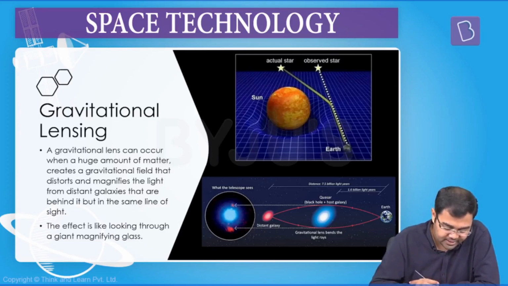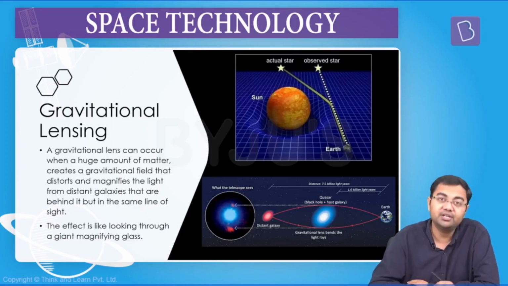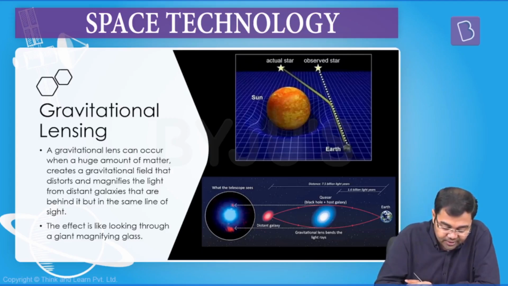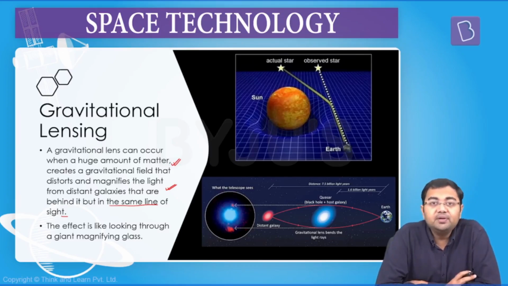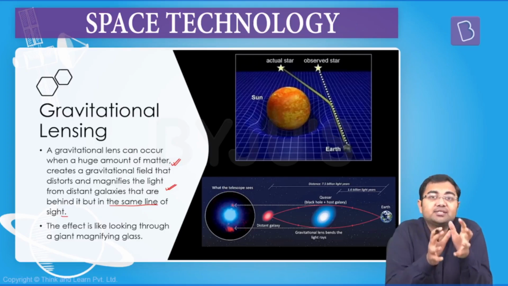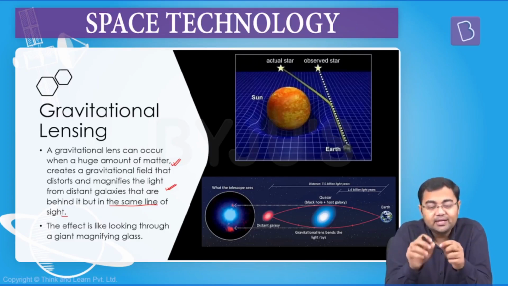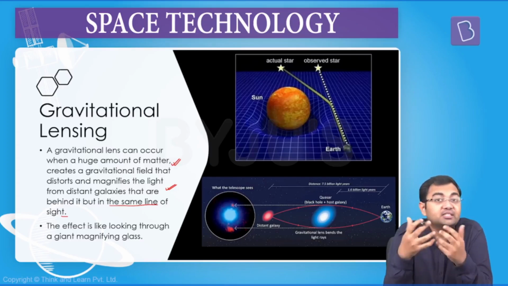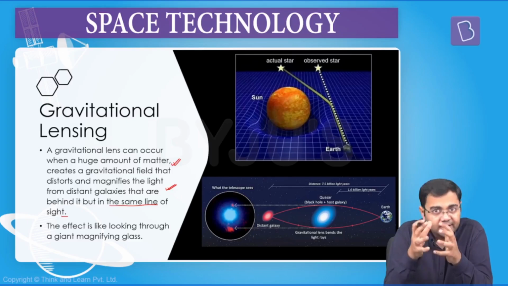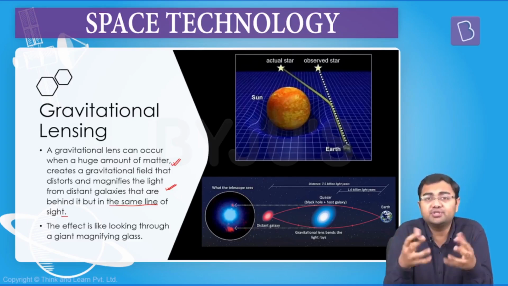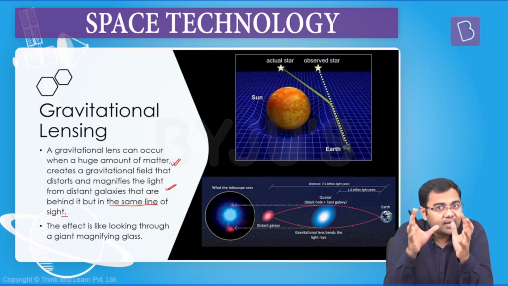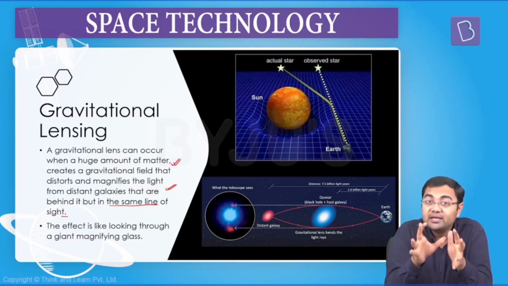So first of all, if you look at this definition, this is how we define gravitational lensing. A gravitational lens can occur when a huge amount of matter creates a gravitational field that distorts and magnifies the light from distant galaxies that are behind it, but in the same line of sight. What do we mean? We simply mean that when you have a large cluster of galaxies, you would have a large amount of mass associated with it. And if it's a cluster of galaxies, of course, it's huge, it's massive. And because of that, again, we see that space-time will be distorted.